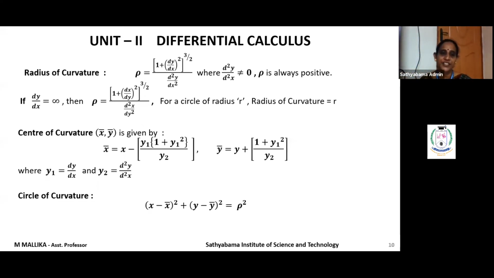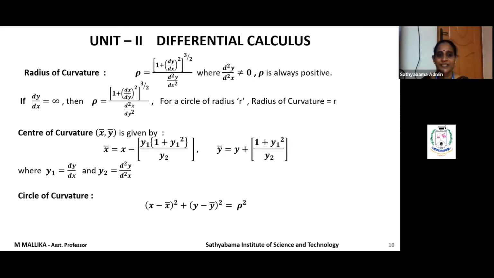So what is the center of curvature? Center of curvature is basically a point whose x coordinate is x bar and y coordinate is y bar. And the formulas for calculating x bar and y bar are given as x bar equals x minus y1 into 1 plus y1 square by y2, and y bar equals y plus 1 plus y1 square by y2, where y1 is dy by dx and y2 is d square y by dx square. So again, same thing only. You have to just find the first derivative and second derivative, substitute those values, and get the value of x bar and y bar. That coordinate is called the center of curvature.